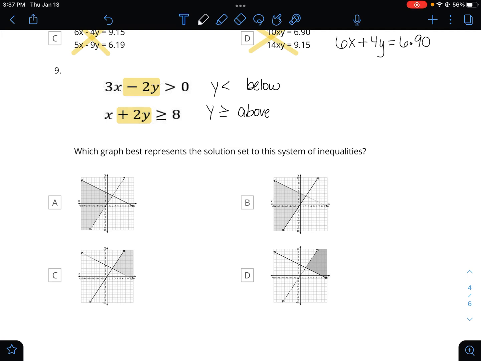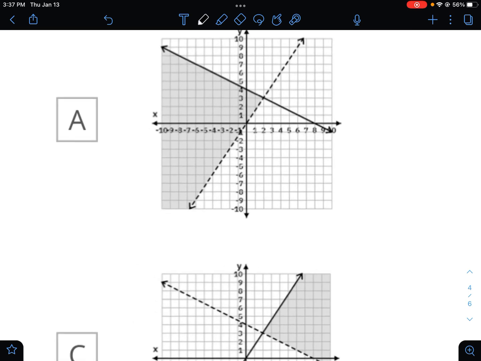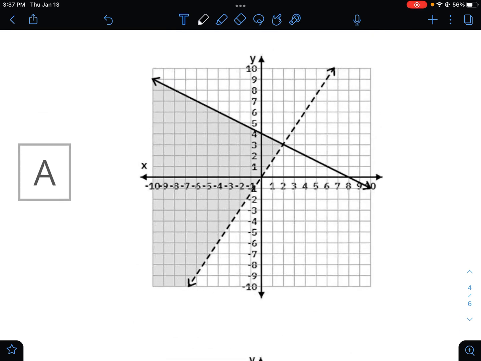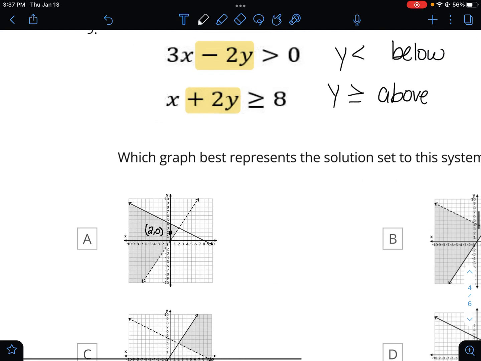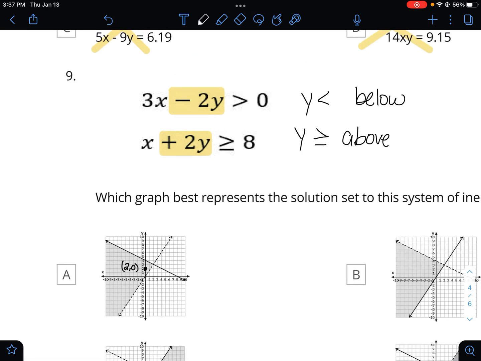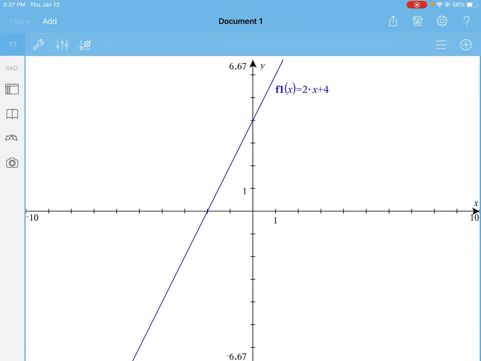Typically I say the easiest test point to use is 0, 0. Unfortunately, our lines go through 0, 0, so that's not going to be useful to us. So I am going to look at answer choice A first, and I am going to use this point right here, 2, 0, as a test point. I'm going to plug in 2 for x and 0 for y and see if I get a true statement. So I'm going to switch back over to my calculator.